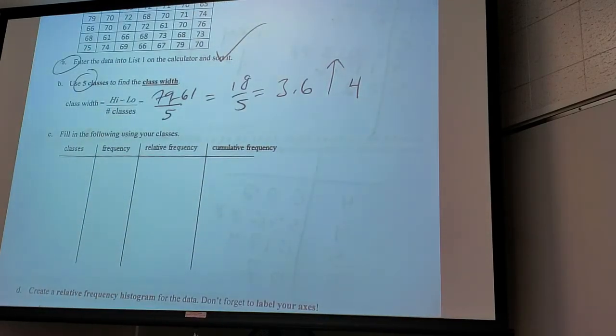Just 3. You round it to 4, of course. If you round it down, are you going to cover all the data? No. So we always round up, so we got a home for everybody.